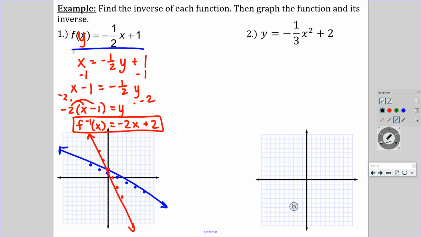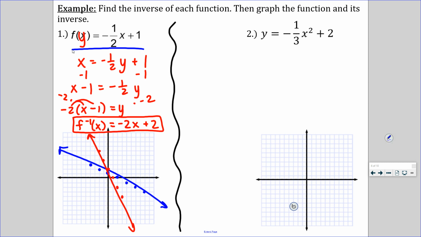Okay, we're going to do a little bit harder one. All right. What type of polynomial function is number 2? Quadratic. So what shape is it going to make on a graph? Which we call a parabola. Good. It's going to be a sad face parabola, right? Look at my leading coefficient.